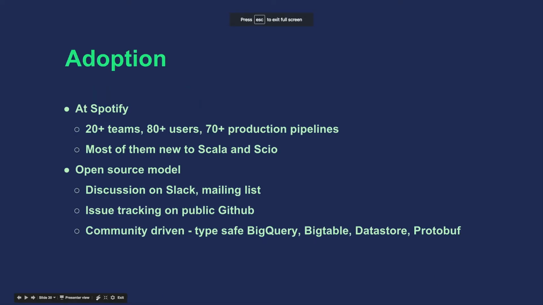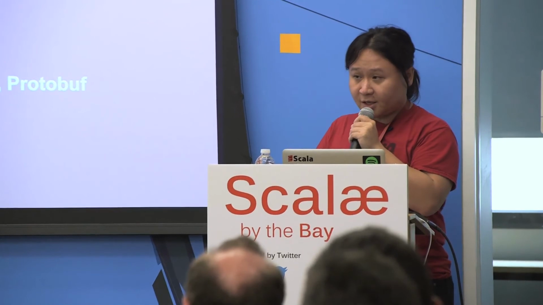So who's using it? It's Spotify. There are actually a lot of teams using it already. Most of them are new to Scala or Scio. Actually, a lot of them are just business analysts or data scientists who don't code as much, or are used to Python and R, but it's fairly easy to pick up. We also try to adopt this open source by default model now that we're on the cloud, so everything's open on GitHub. We have our own Slack channel internally for answering questions, but we have an open Gitter and mailing list.